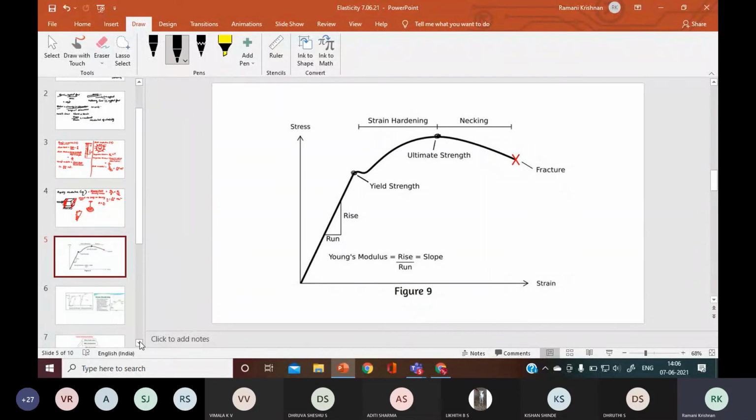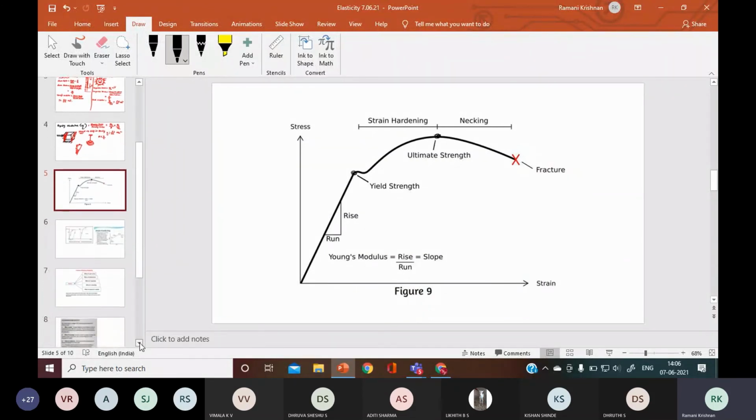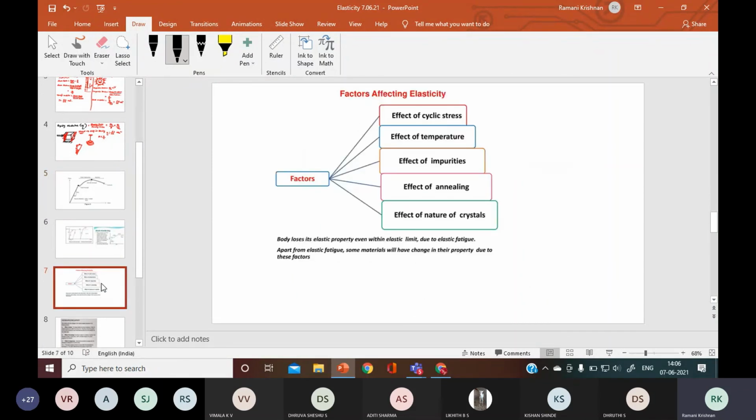After Hooke's law, let us see what factors affect elasticity, the things that help increase or decrease the elasticity. The temperature affects the elasticity of the material, the impurities which are present can affect the elasticity, and annealing. For us only these three are enough: temperature, impurities, and annealing. If you talk about impurities, the elasticity may increase or decrease based on the nature of the impurity.